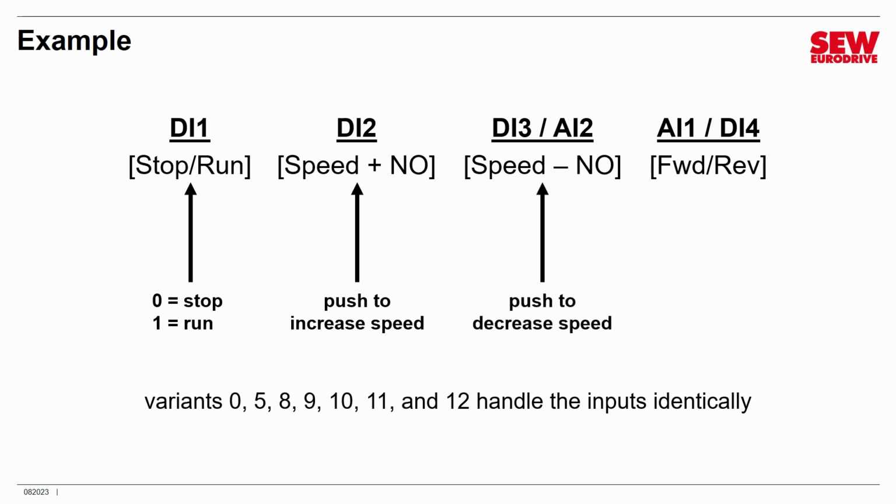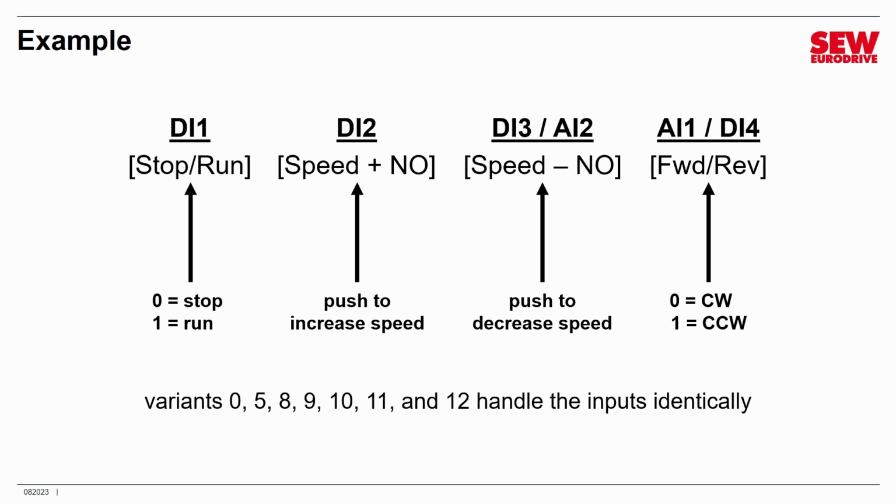Digital input 3, analog input 2, is a speed decrease button. Again, it should be a normally open push button. Every time you push it, it will decrease the speed. So these two buttons function a lot like the up and down arrows on the keypad. And then finally, analog input 1, digital input 4 is connected to a digital switch, so the input functions as a digital input here. It controls direction. If it's 0, you'll get clockwise rotation, and if it's 1, you'll get counterclockwise rotation.